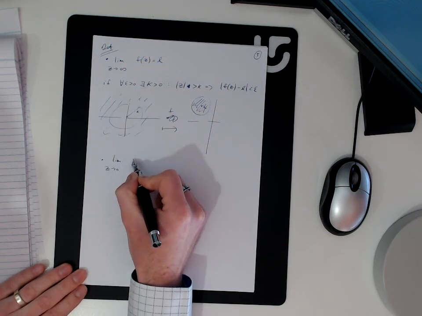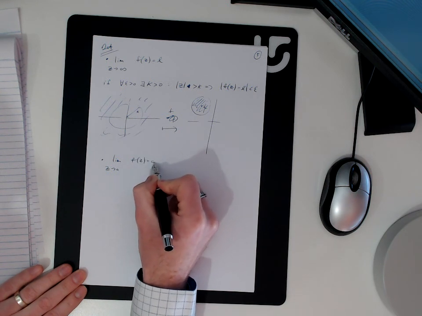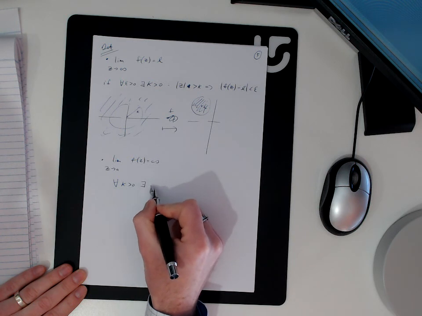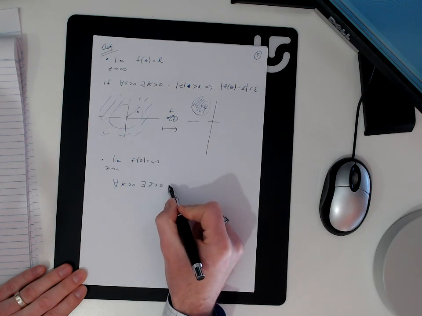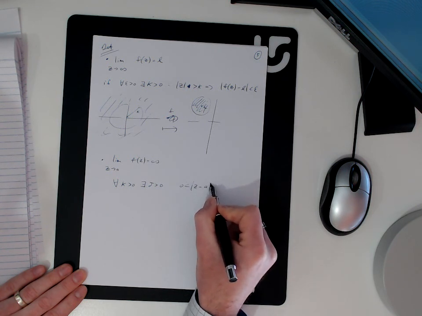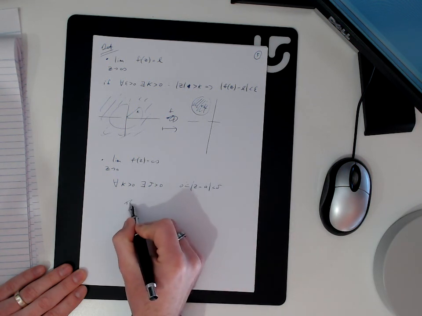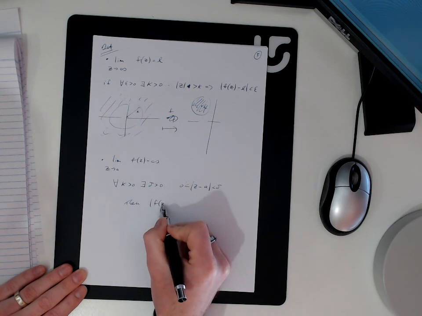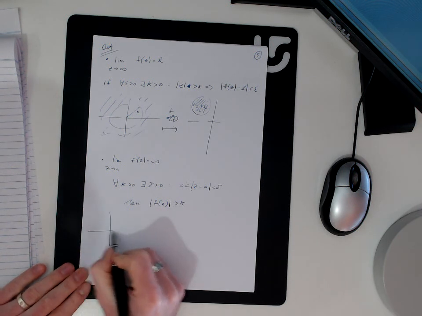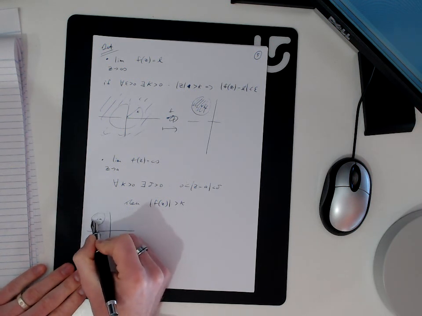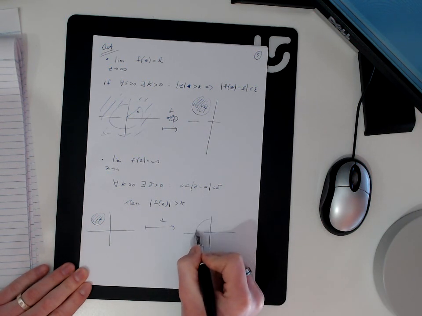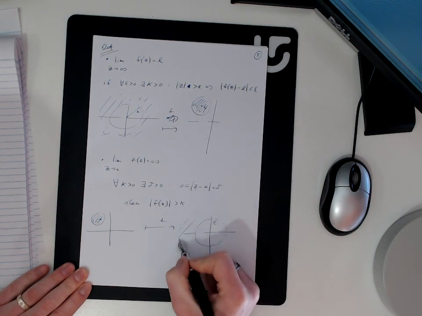As z goes to a, the limit of f(z) is equal to infinity if for all k greater than 0 there is a δ greater than 0, so that if |z − a| is less than δ, then the modulus of f(z) is as big as you like. A is my neighborhood, is mapped by f. There's k, and you end up outside.